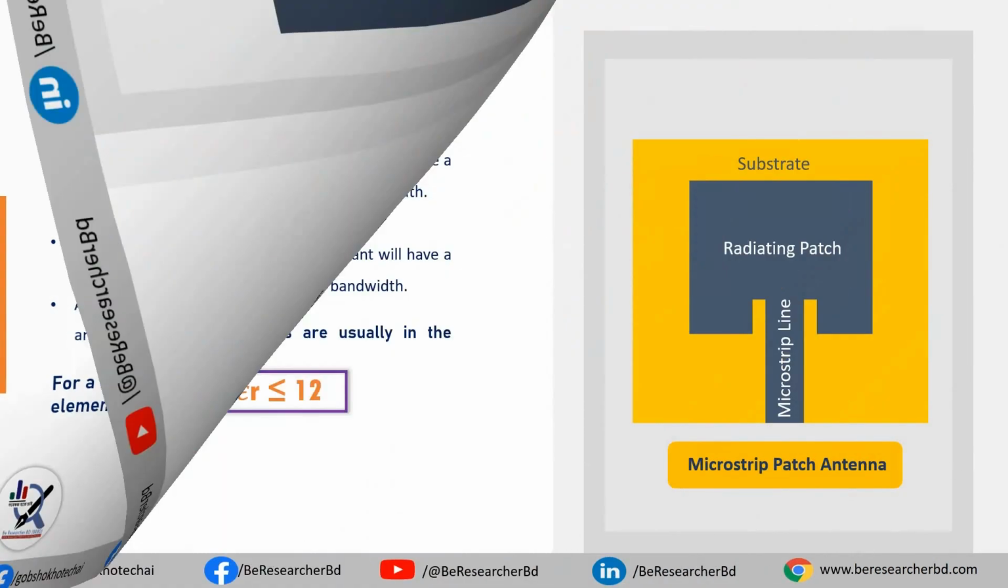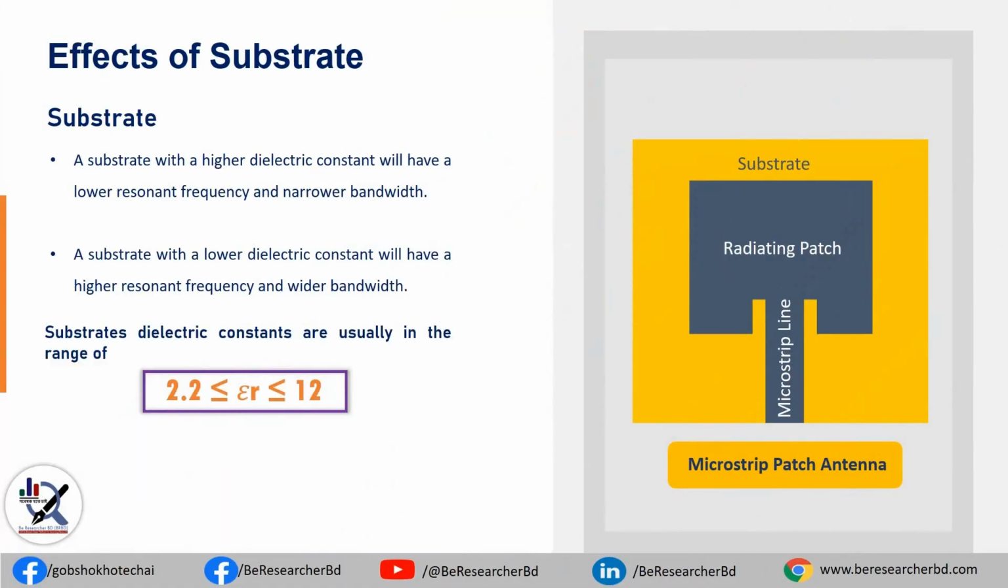Now, let's talk about the substrate's effect on antenna performance. The ones that are most desirable for good antenna performance are thick substrates whose dielectric constant is in the lower end of the range because they provide better efficiency, larger bandwidth, and loosely bound fields for radiation into space, but at the expense of larger element size.